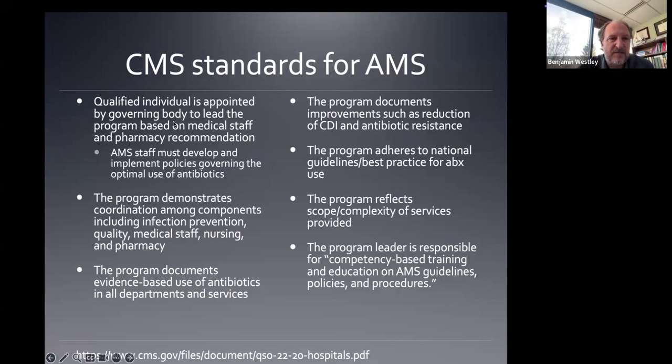Trying to find a qualified individual that can be defined in various ways. One of the ones that we're working hard on now is this bottom right one, which is a program leader responsible for competence-based training and education on AMS guidelines, policies, and procedures. But basically, the program is supposed to document evidence-based use of antibiotics in all departments and services. These are pretty lofty goals. And I think that the accreditors know that this is challenging, but we're all sort of working towards this.